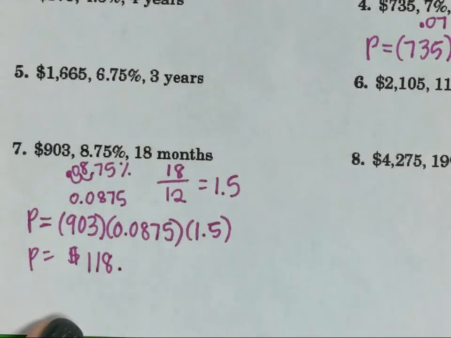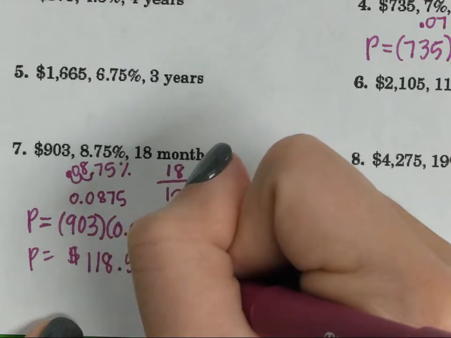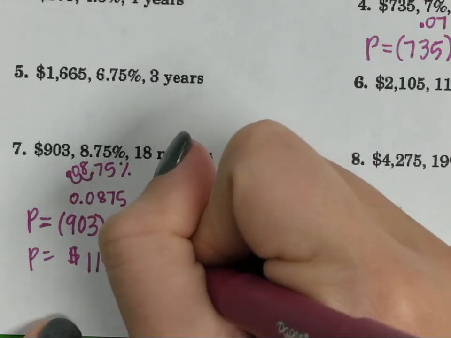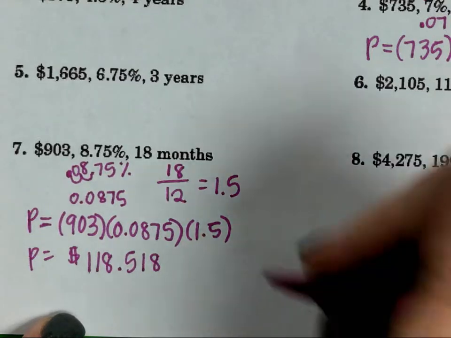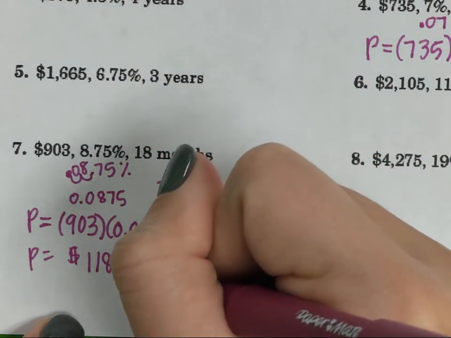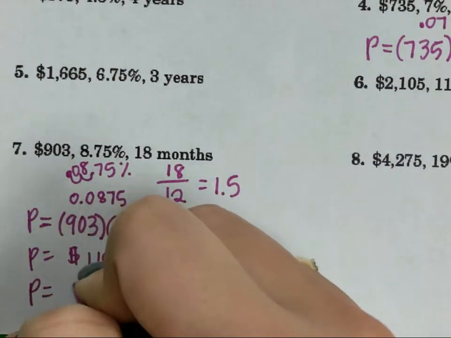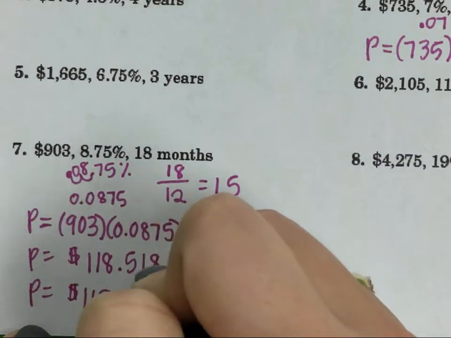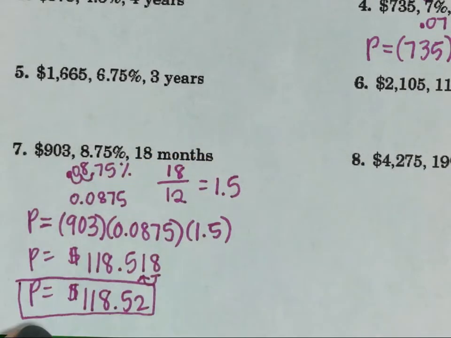118 point, okay, 518? Is that what you said to me? Okay. So 118.518. How do I need to round this if I'm dealing with money? The 8 tells me to bump that 1 up to a 2. So my final answer is $118.52. Do we all agree?